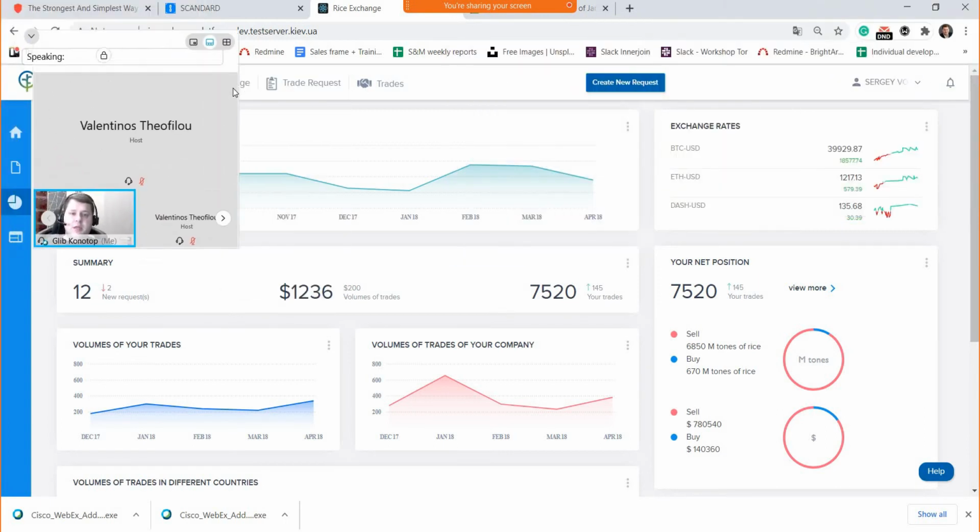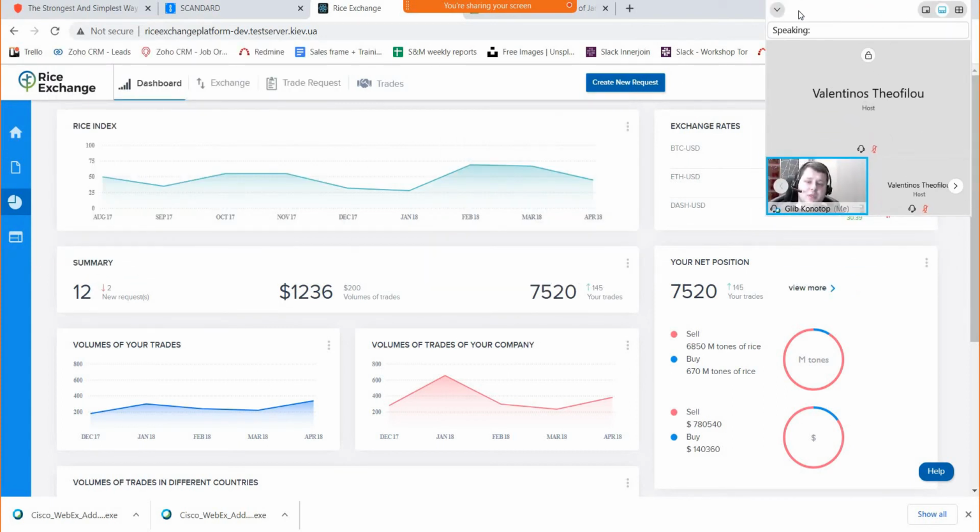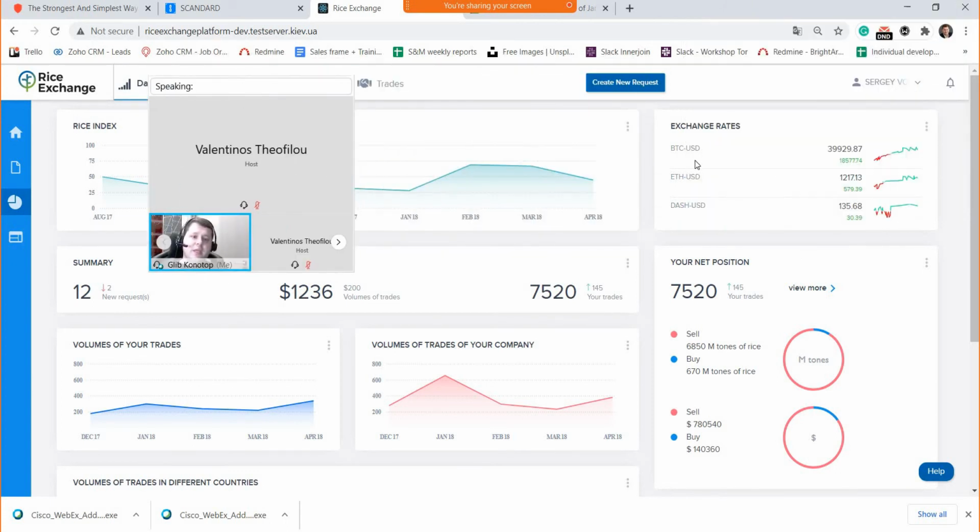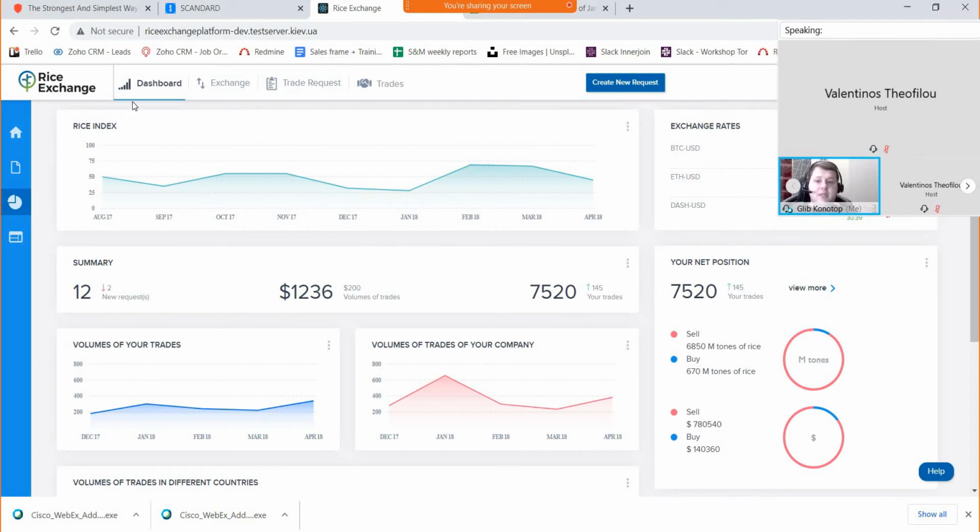In the MVP version there were 3 types of users: importer, exporter, and inspection company. So the platform itself is a marketplace. As you can see, the starting screen is a kind of dashboard where you can have statistics about the rice trading operations, price of the rice, the volumes of trading, your open positions, and some exchange rates between BTC, Ethereum, or Dash to USD, because the platform was supposed to work with cryptocurrencies, so the payments were supposed to be made in crypto coins. As I've mentioned, the platform is a marketplace itself.